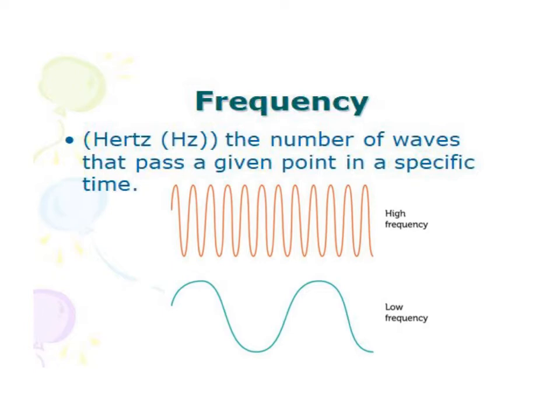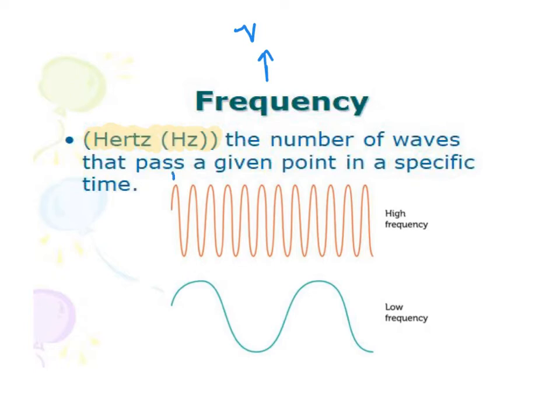Now the symbol for frequency is this Greek symbol called nu, and it looks like a V with a little hat on one of the ends. That's nu. Now we measure frequency in something called Hertz. That's the unit. Just like meters is measuring the wavelength, Hertz is measuring the frequency. And it is the number of waves that pass a given point in a specific time.